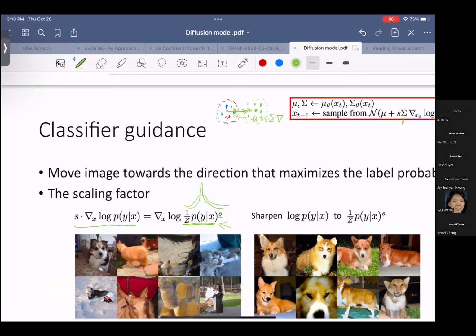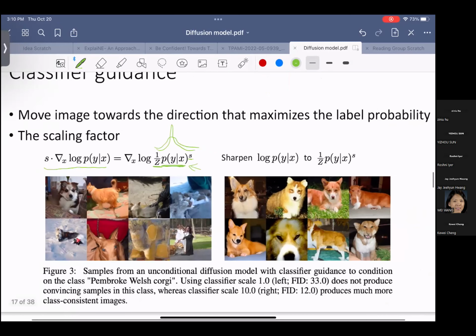And in reality, people found that using a larger S, usually 3 or 5, something larger than 1, can give you better results. In this case, they even use 10. So they try to generate a dog class. If they just use classifier guidance with S equals 1, it gives the image on the left. But if they use classifier guidance with S equals 10, it gives the image on the right. You can see in some cases it's not really a dog, right? But here you get more dogs.